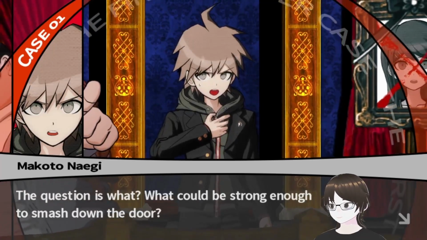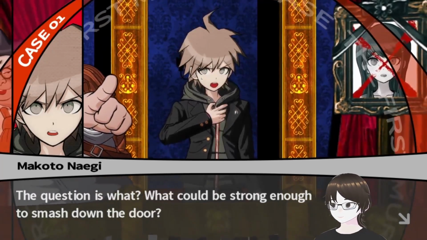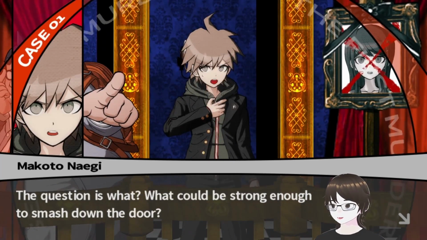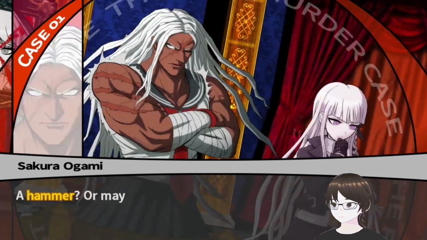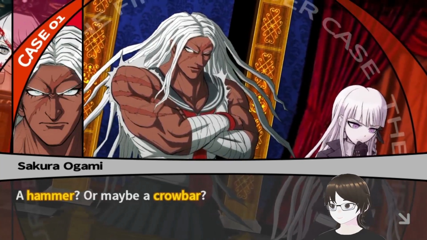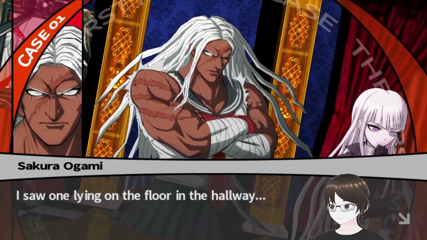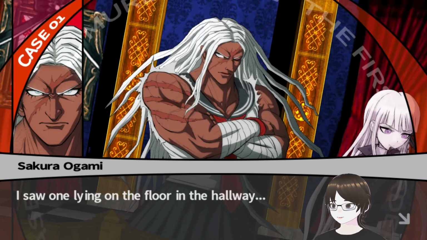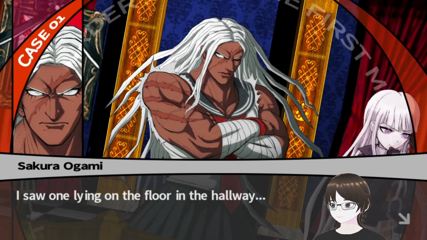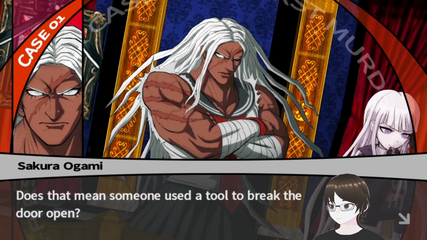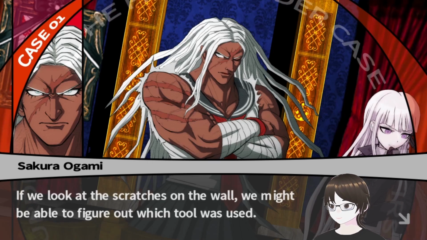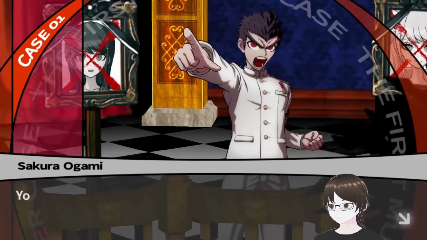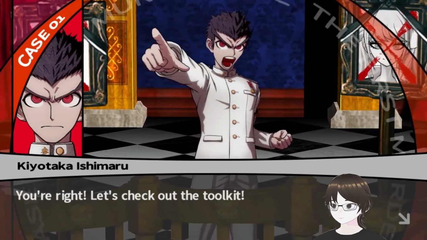What could be strong enough to smash down the door? I mean, weren't the doors supposed to be super tough, soundproof, unpickable? Guess everything has a weak point. A hammer, or maybe a crowbar. I saw one lying on the floor in the hallway. Oh, you did? Good catch, Sakura. Does that mean someone used a tool to break the door open? If we look at the scratches on the wall, we might be able to figure out which tool was used. You're right. Let's check out the toolkit.